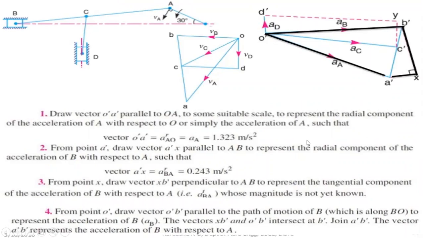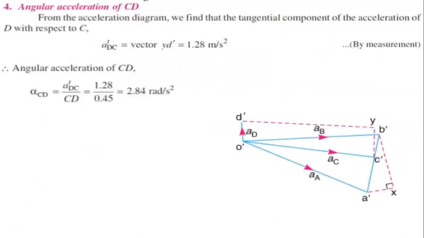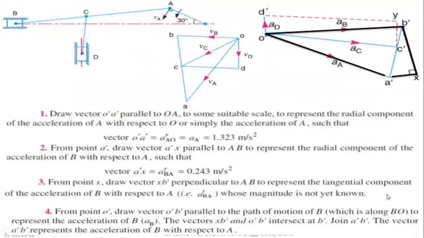Next, we need to draw the acceleration diagram and then find out the angular acceleration of CD. So first I am going to draw the acceleration diagram. This is the first one, which is the space diagram, and this is the second one, the velocity diagram. These two diagrams have been drawn in the previous slides, and now the acceleration diagram is to be drawn.